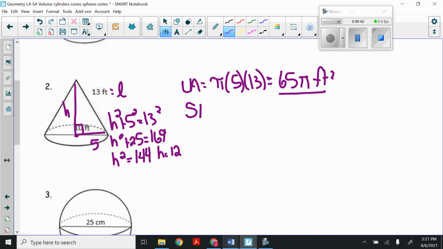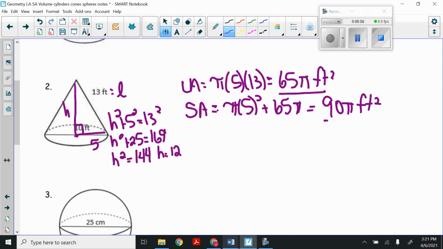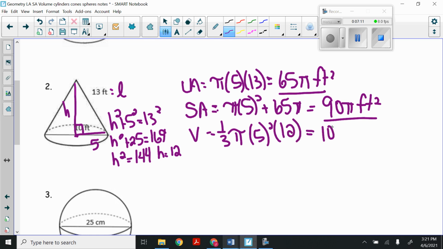Our surface area is pi times r squared, so pi 5 squared, plus our lateral area, 65 pi. We work that out, we get 90 pi square feet. Our volume is 1/3 pi r squared, so pi 5 squared times the height of the cone, which we found to be 12. Work all that out, we get 100 pi cubic feet.